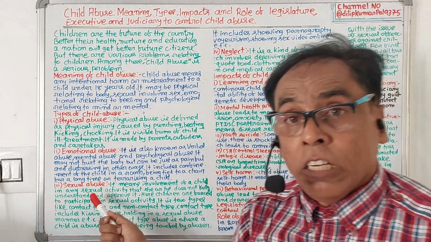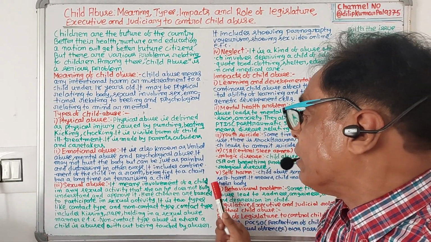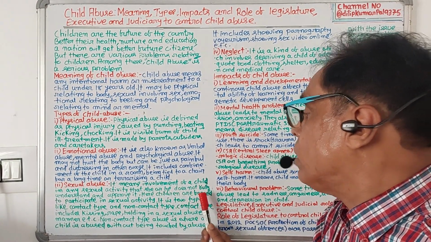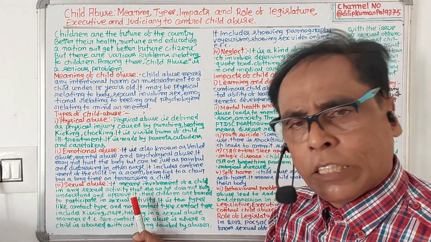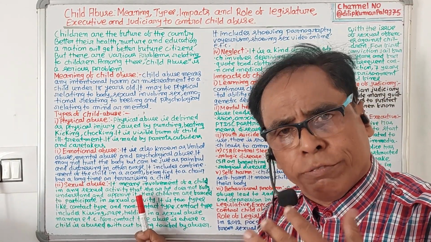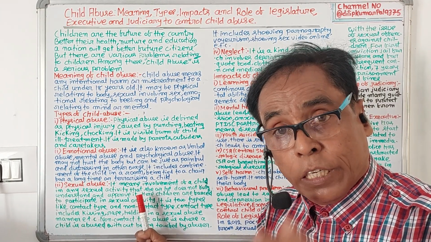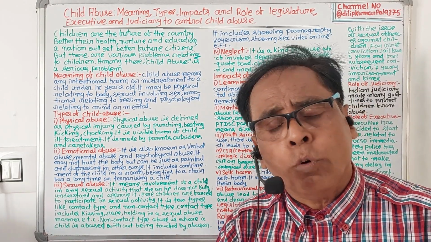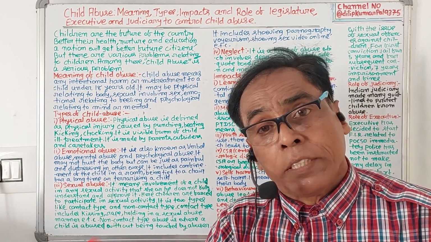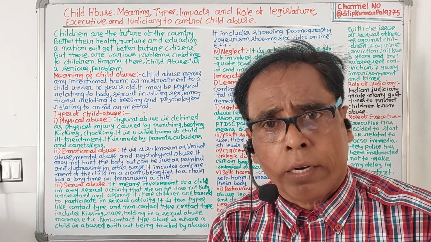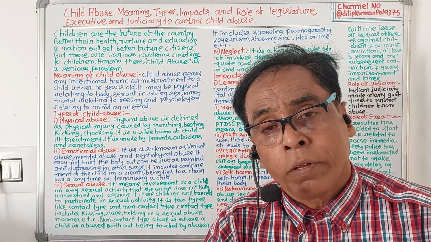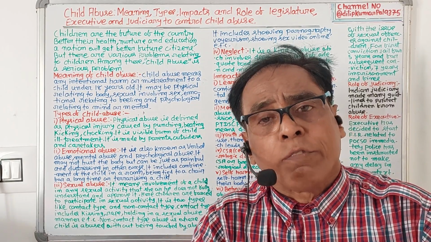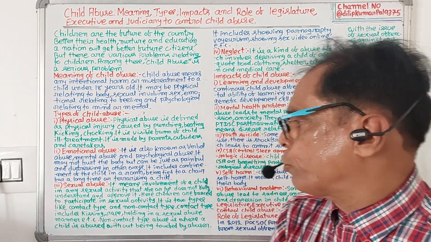Number three, sexual abuse. It means involvement of a child in any sexual activity that he or she does not fully understand and approve. Whenever a child is forced to be involved in sexual activity which he does not understand and does not approve, it is sexual abuse. He may not understand it, he may not approve it, but he is forced to be involved in sexual activity. It is known as sexual abuse.